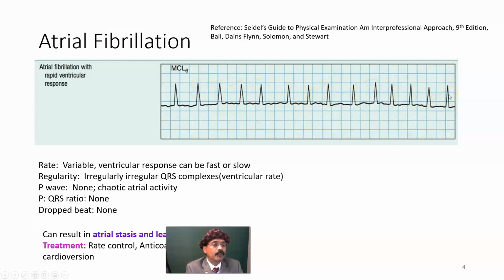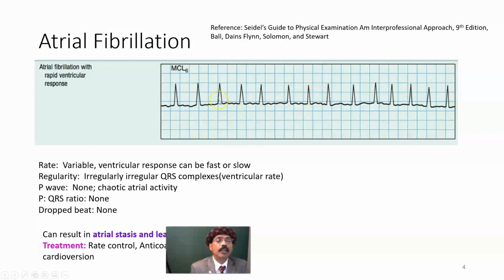We will multiply by 6. 14 times 6, the ventricular contraction is around 84. Okay. So the rate is variable, and ventricular response can be fast or slow. Regularity: irregularly irregular QRS complexes. Look at the differences between one QRS and another. The distance from here to here is different from here to here, which is different from here to here.